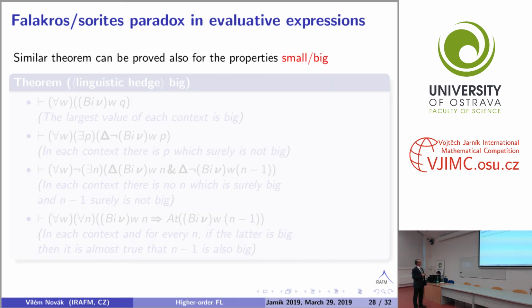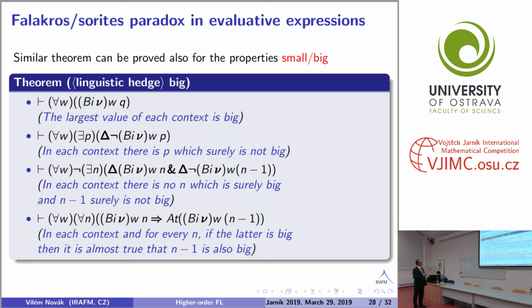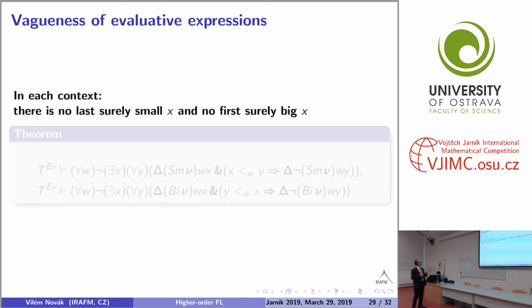A similar theorem can also be proved for other properties, small and big. So here is essentially the same theorem as the previous one, only the other way around. It means that the largest value q is big, and so on. I think it's not necessary to read it precisely. You can see these formulas are in principle the same. So the mathematical model or semantics of small and big are very similar, and they solve the Sorites or Falakros paradox.